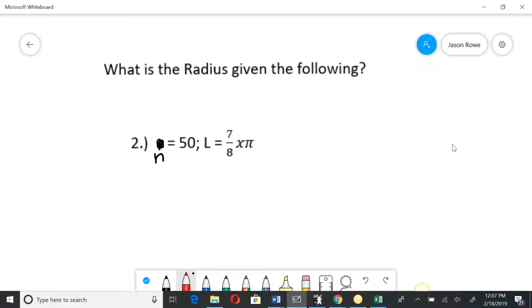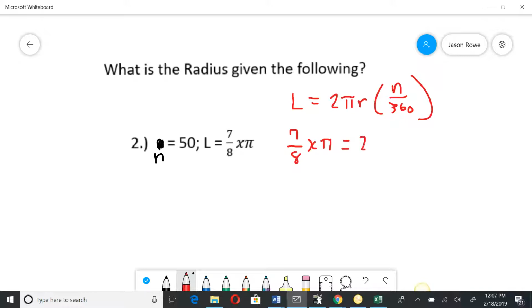So this time, I'm given that L is 7/8 xy. So same procedure here. I'm going to go to the arc length formula: 2 pi r times the central angle divided by 360. I'm going to substitute what I'm given. I'm given that L is 7/8 x times pi. I don't know what r is. That's what I'm trying to find. And I know that n is 50. 50 over 360.